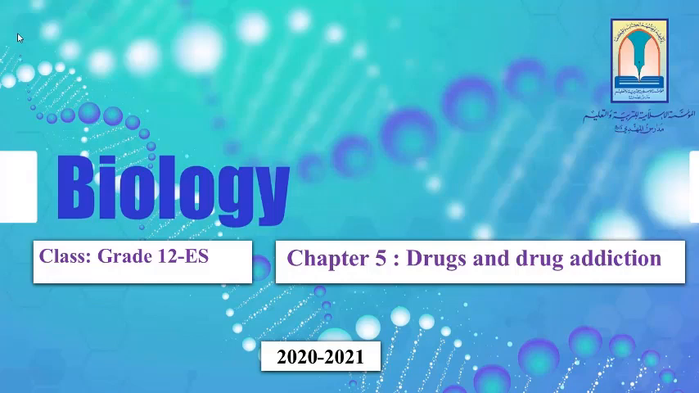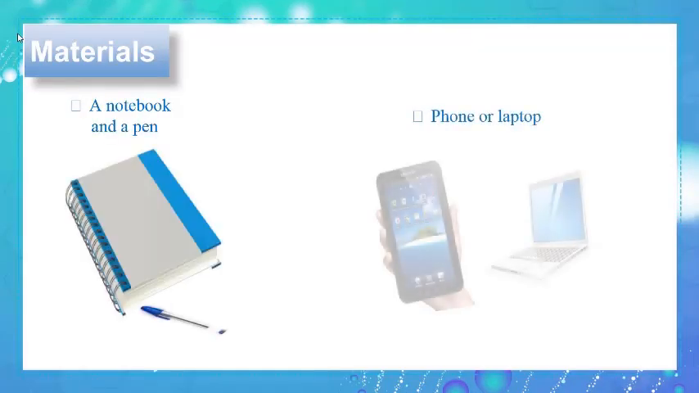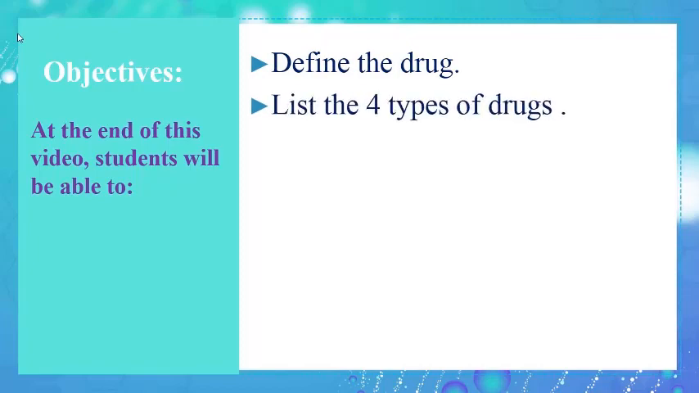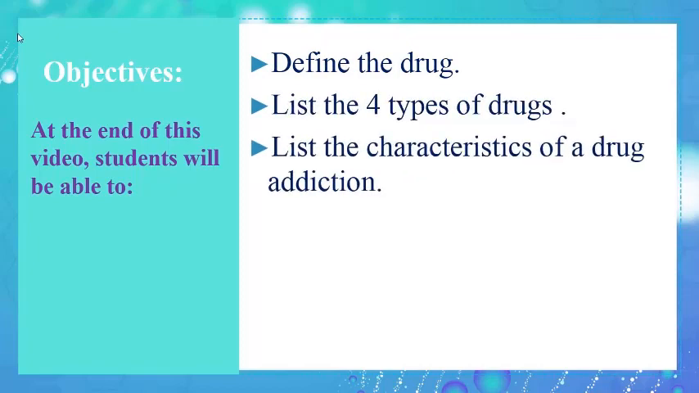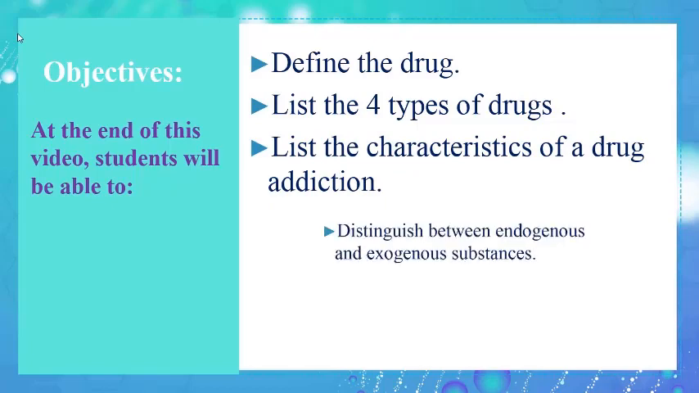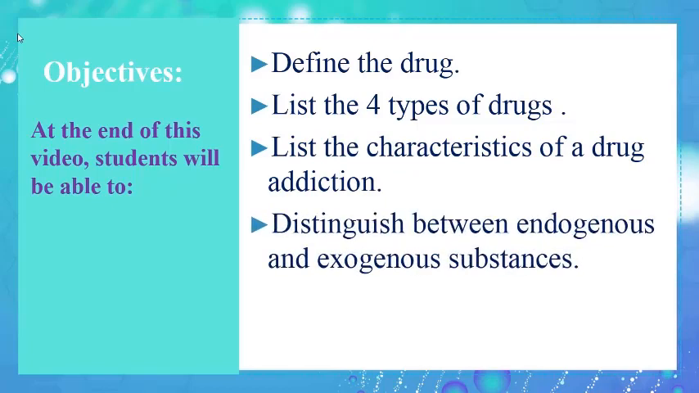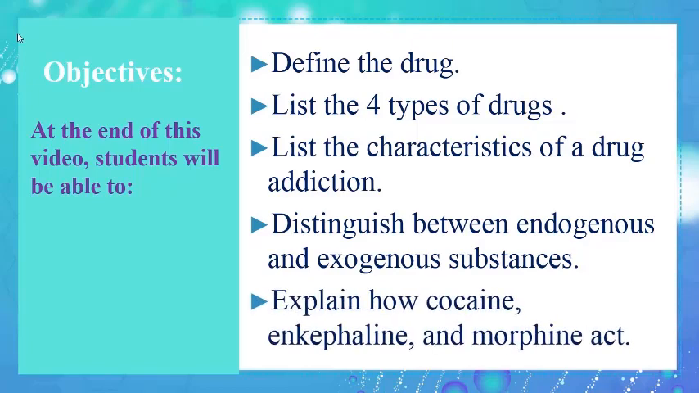Today I am going to explain chapter 5, which is related to drugs and drug addiction. By the end of this video, the students must be able to meet the following objectives: define the drug, list the 4 types of drugs, list the characteristics of a drug addiction, distinguish between endogenous and exogenous substances, and finally explain how cocaine, enkephalin, and morphine act.